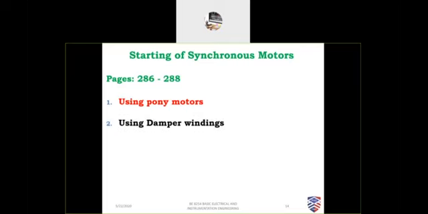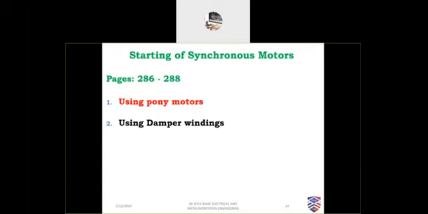The second one is damper winding. Here the rotor is made like a squirrel cage in the induction motor. With the damper winding, copper bars are placed and shorted on both sides by rings. Now it starts as an induction motor. Once the rotor attains the speed, then give the DC supply.